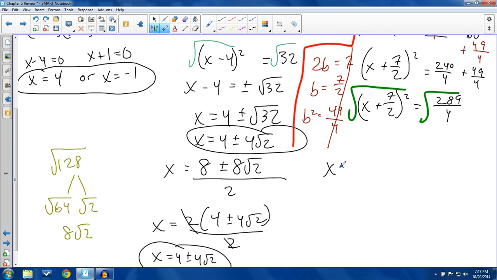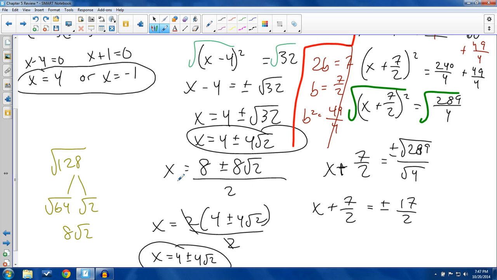So x plus 7 over 2. Now this is also where you get to practice this idea right here. Square root of 289 over 4 is, by the way, plus or minus the square root of 289 over the square root of 4. So that becomes plus or minus 17 over 2.